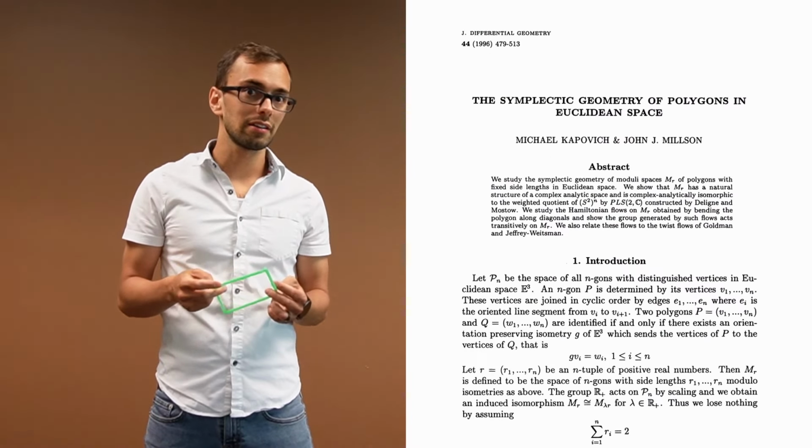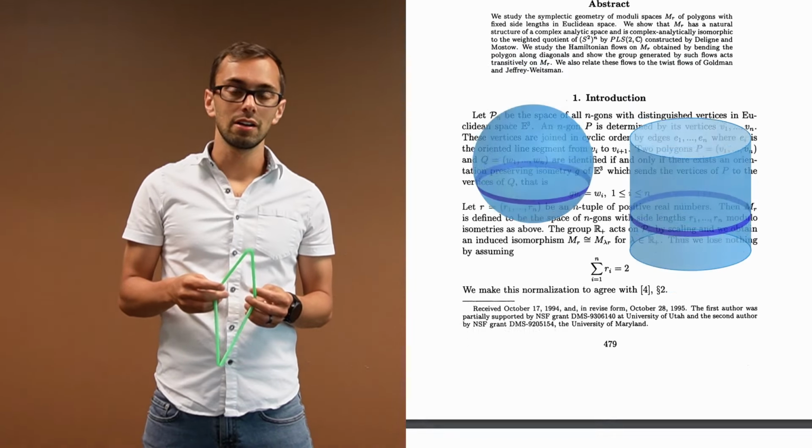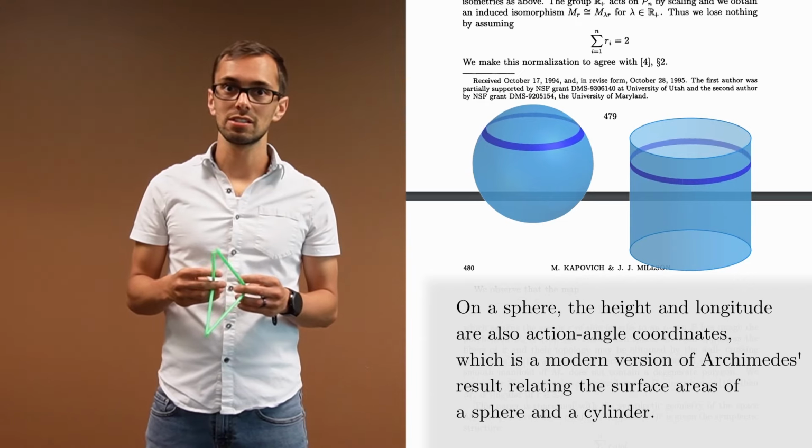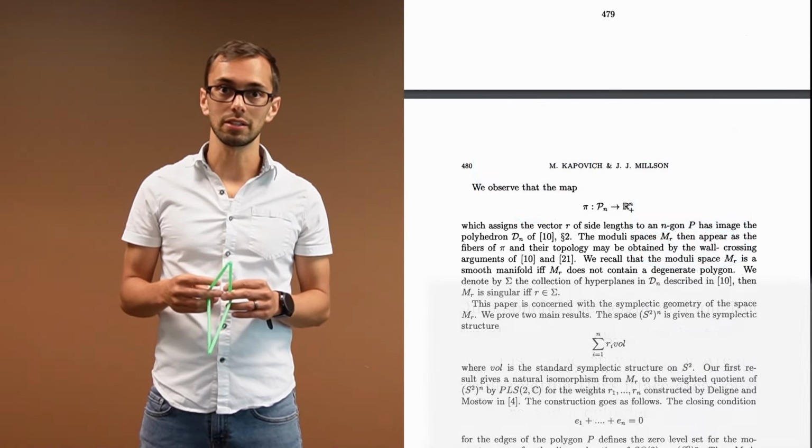As a brief aside, the diagonal length angle pair are known as action angle coordinates, and they have some important connections to the underlying symplectic geometry at work here. Back to the main story.